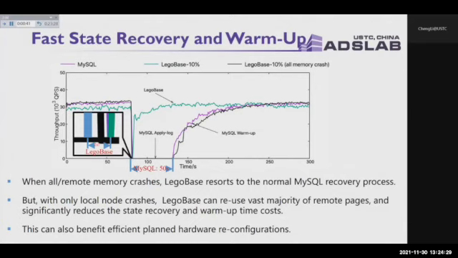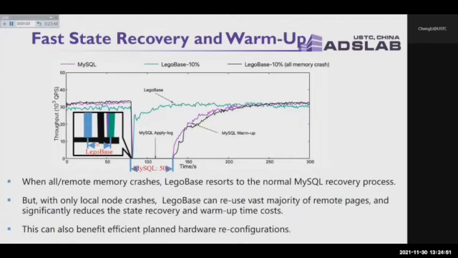We found that when both local and remote memory crash, the LegoBase black curve looks very similar to the purple curve. This means LegoBase resorts to the normal MySQL recovery process. So both are the same.